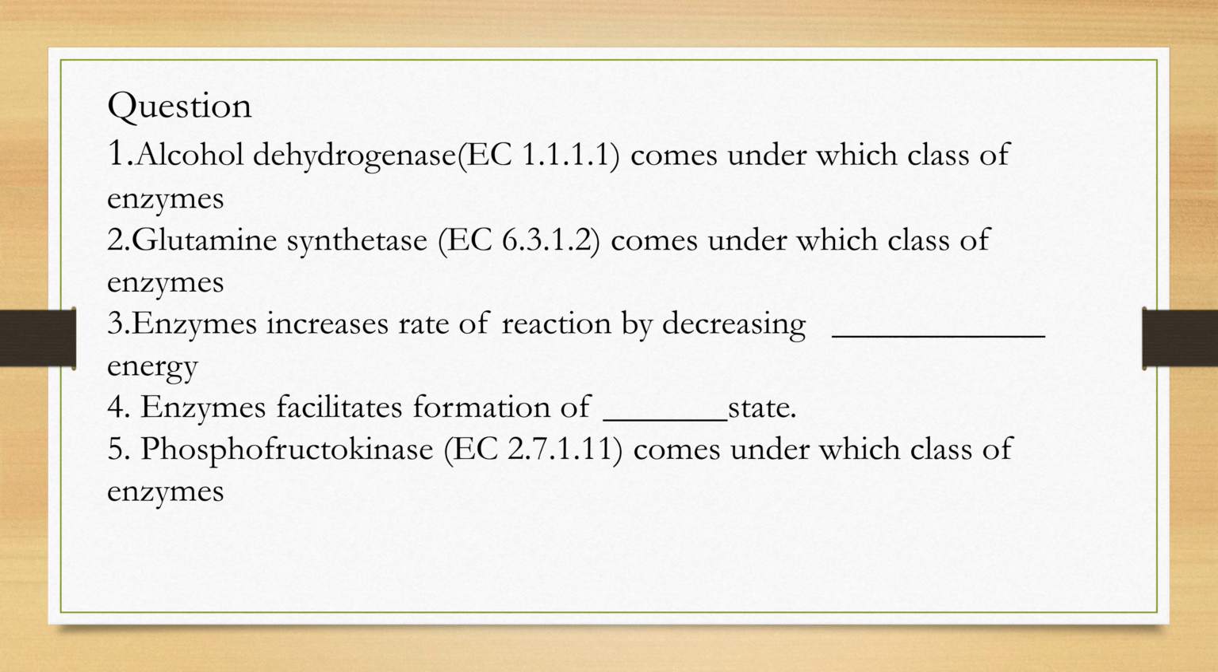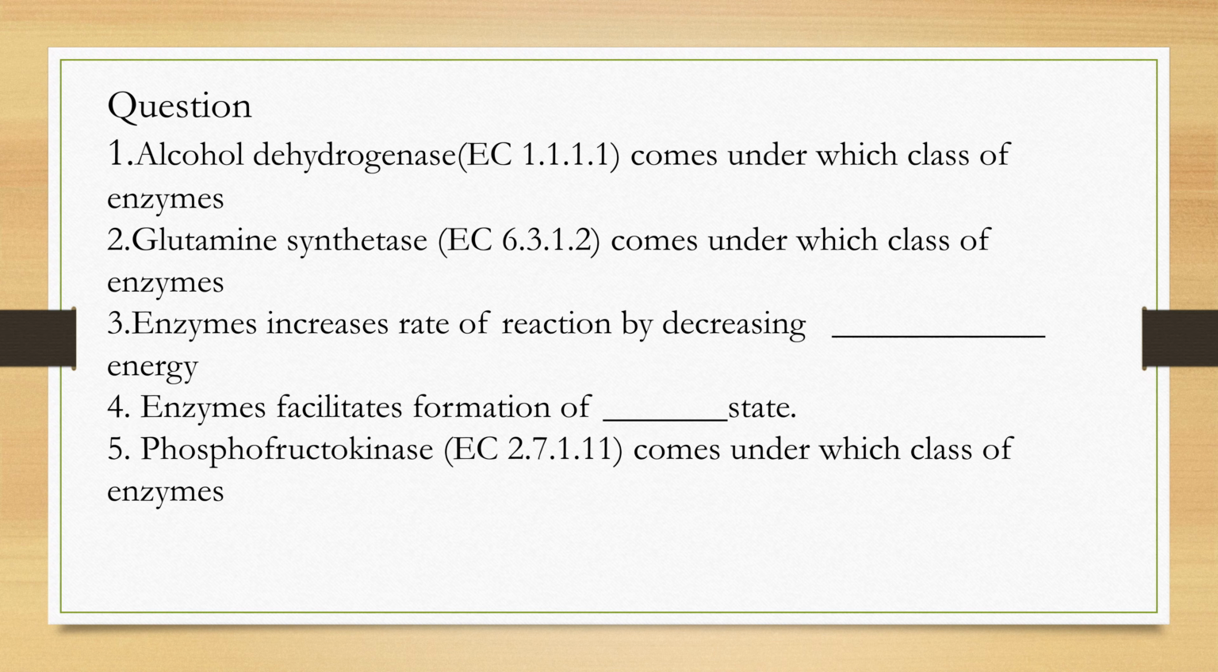Glutamine synthetase comes under which class of enzyme, whose EC number is given as 6.3.1.2? It comes under the sixth class. Now the sixth class was nothing but your ligases. So glutamine synthetase comes under the class ligases. The enzyme increases the rate of reaction by decreasing activation energy. The enzyme facilitates the formation of the transition state.